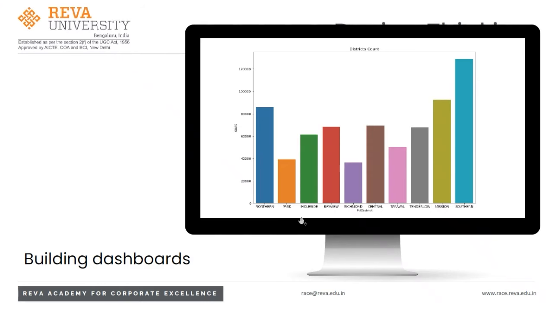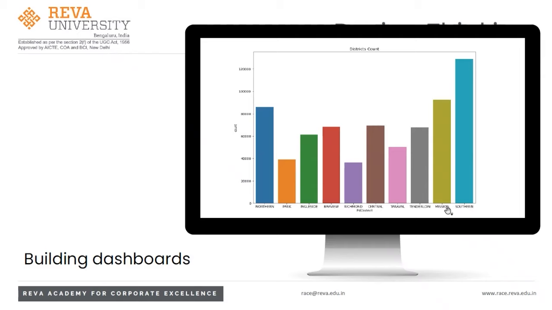Now you can see different districts here in the x-axis like Northern, Park, Ingleside, Bayview, Richmond, Central, Taraval, Tenderloin, Mission, and Southern. Now what is really eye-catchy is that the Southern district in San Francisco tops the list, which means if I'm a police officer or if I'm an administrator, the top 3 areas which are a source of concern for me would be Southern District.